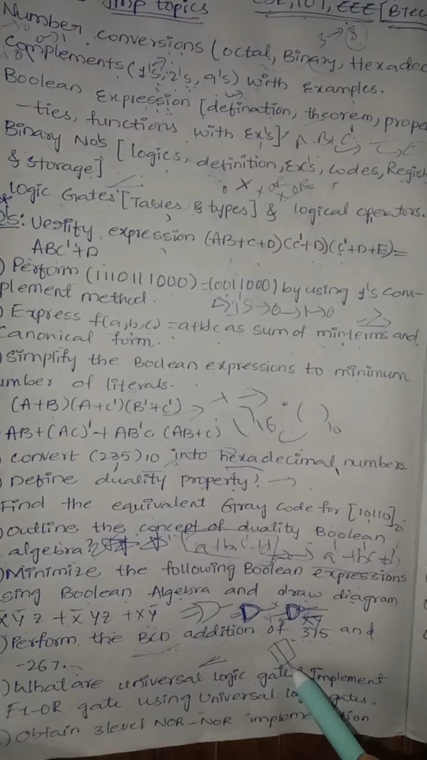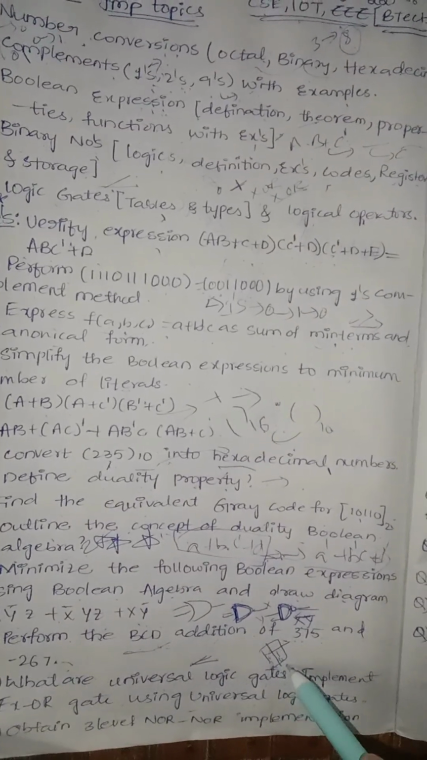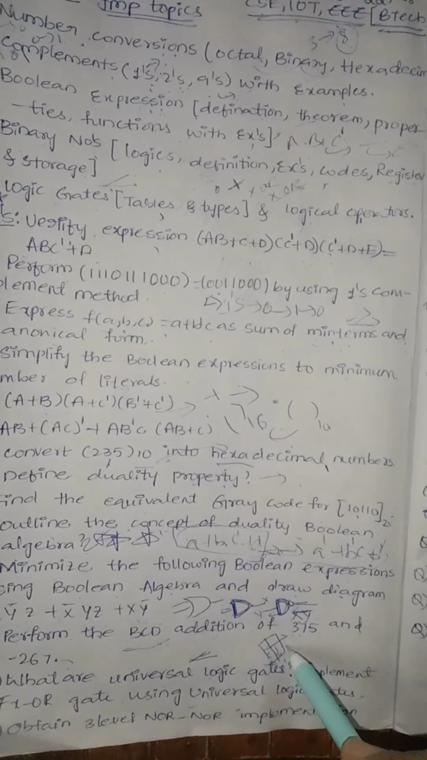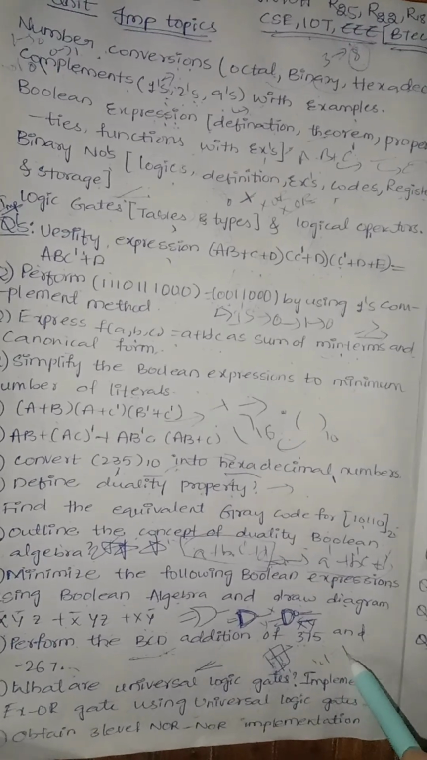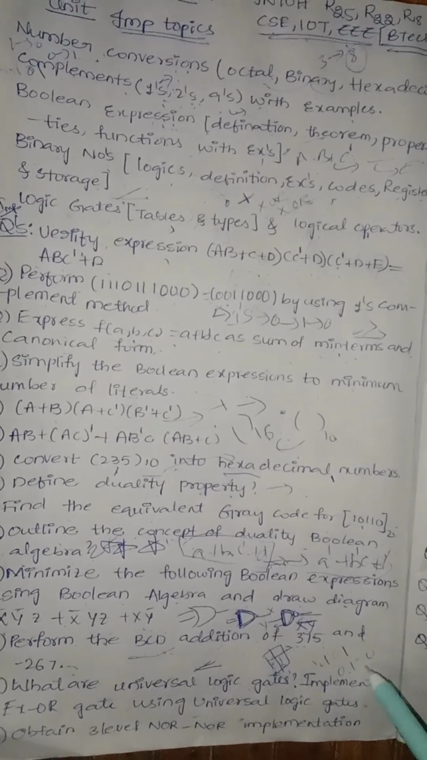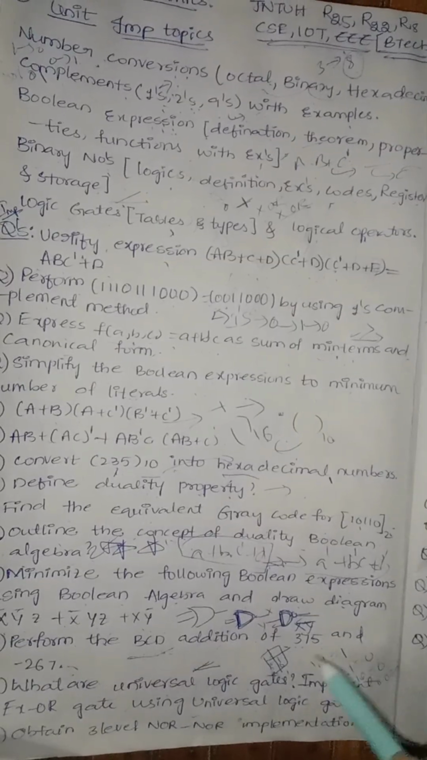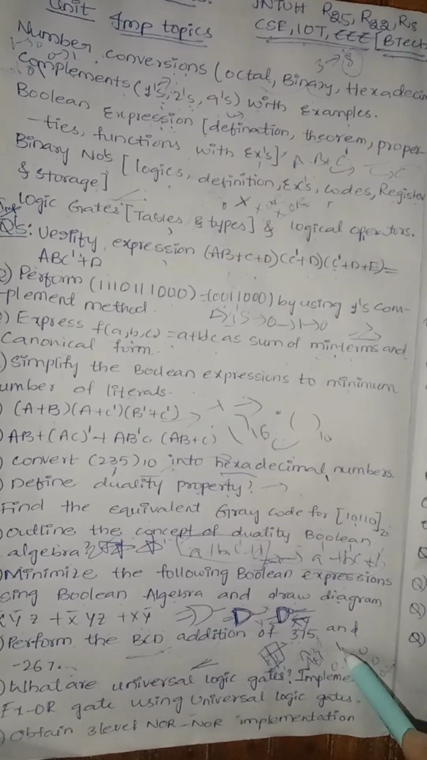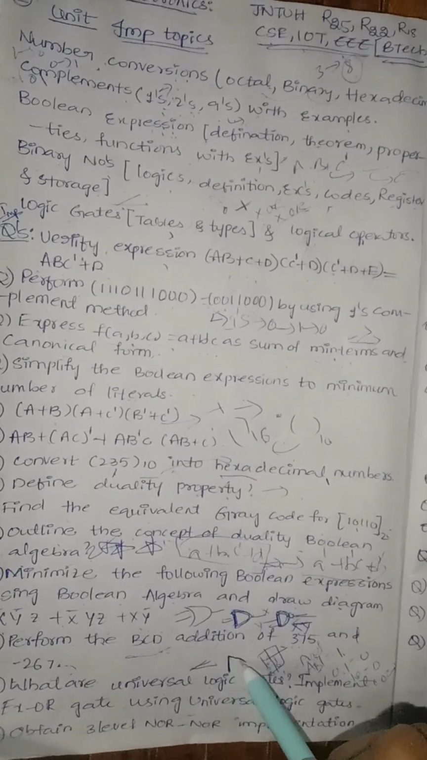For AND, take 2 inputs. For multiplying, 1 into 1 equals 1, 0 into 1 equals 0, 1 into 0 equals 0, 0 into 0 equals 0. In the AND case, A and B are inputs. AND is denoted by a symbol like this.